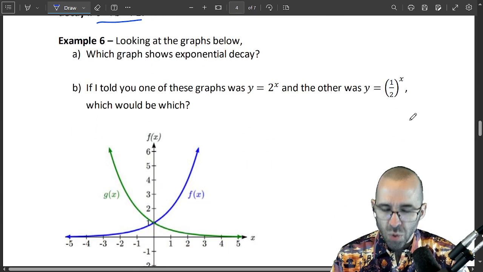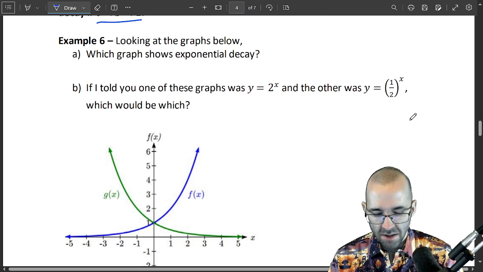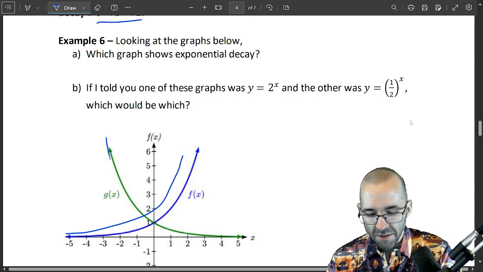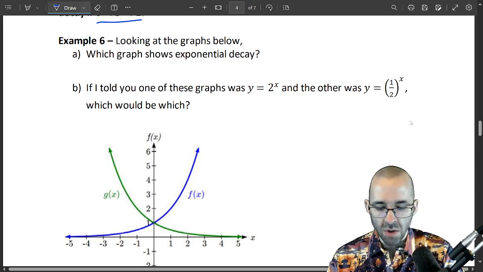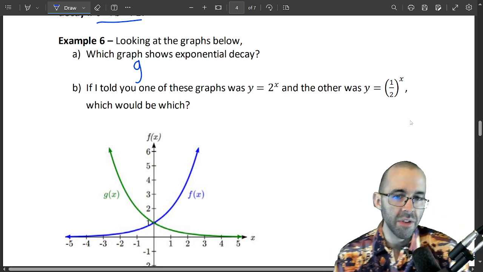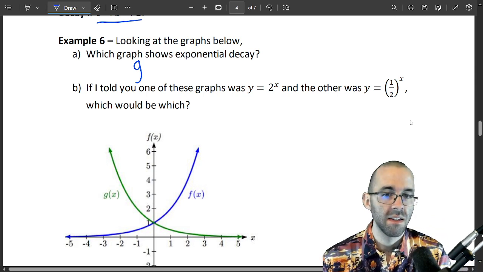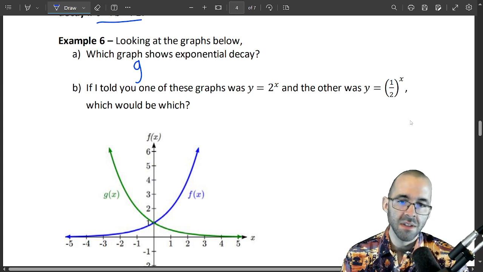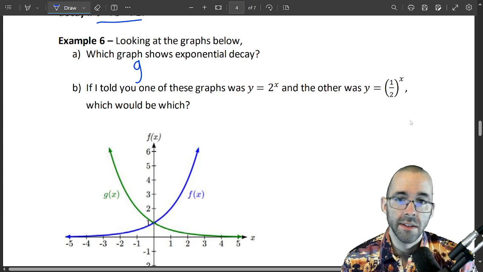Look at some graphs. Which one of these is exponential decay? Look at it from left to right. From left to right, f is going up, f is growing. From left to right, g is going down, g is decaying. Okay, so the decay one has to be g, has to be the green one. It's going down. They're both exponential functions. They both have the same shape, right? That shape that we're coming to see and recognize here with our exponential functions. But one's growth and one's decay. G is decay, it's getting smaller.